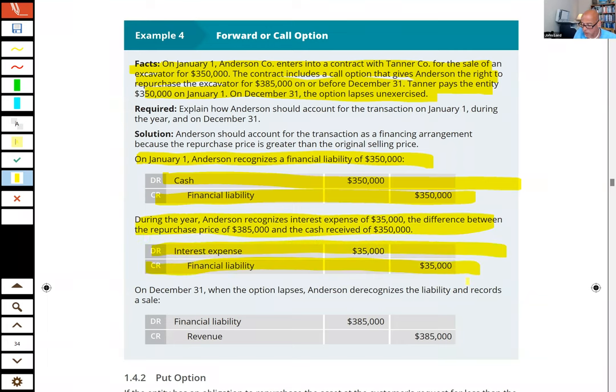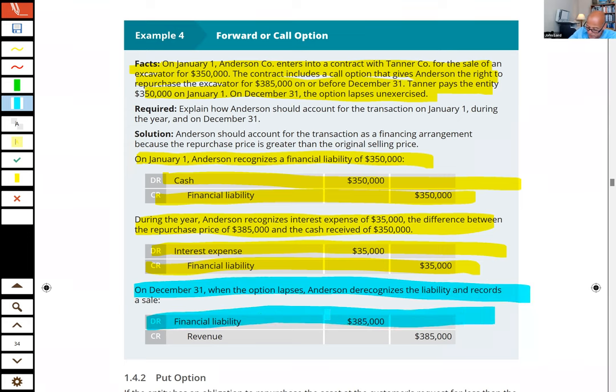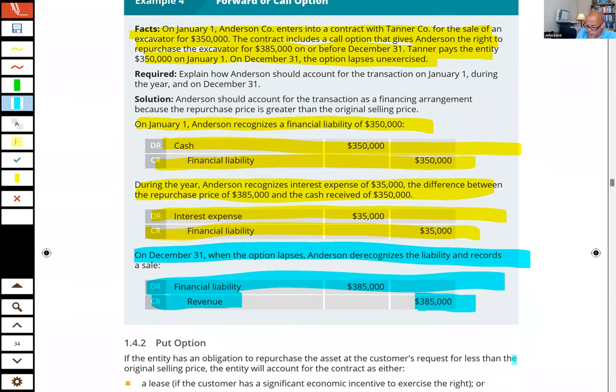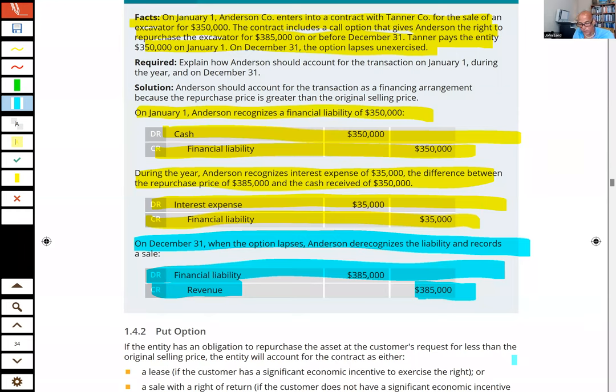If it was over, say, 2 years, then you'd have to use present value calculations to do this, but they didn't want to get into all that. And so they just made it a one-year deal. So at the end of the first year, there's interest expense here of $35,000, and that increases the financial liability. And then if they let that option lapse without exercising it, then they will go ahead and debit the financial liability. And we are able to take the revenue now for that entire $385,000.